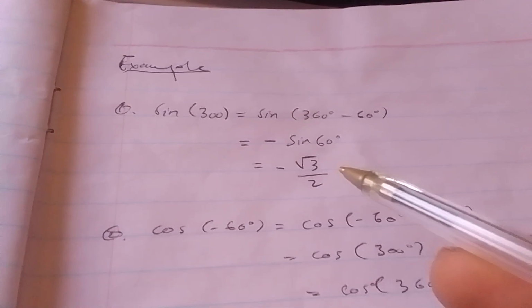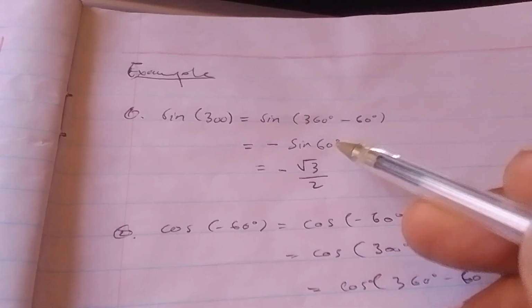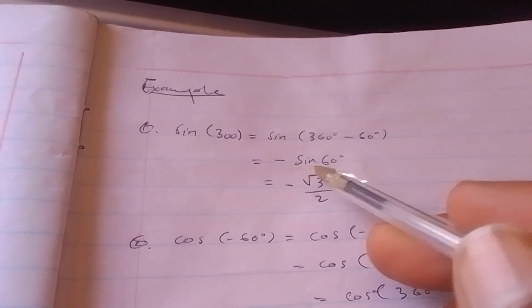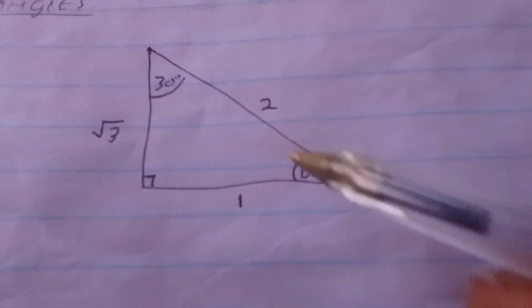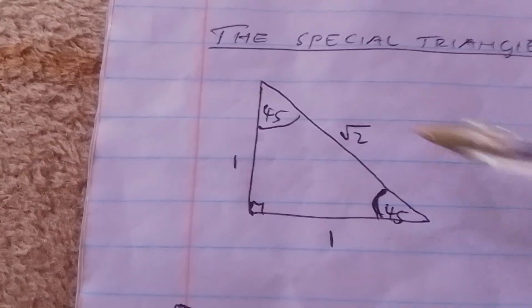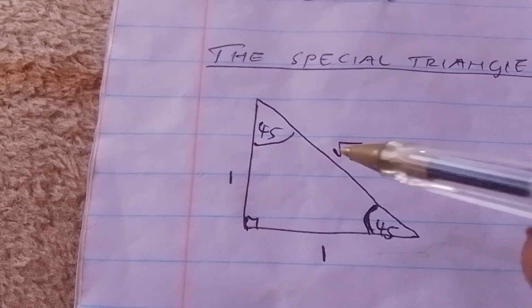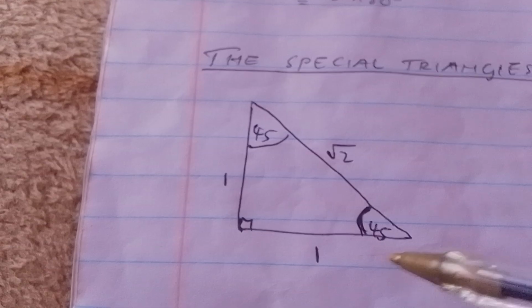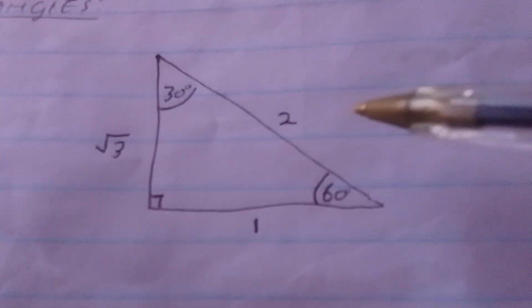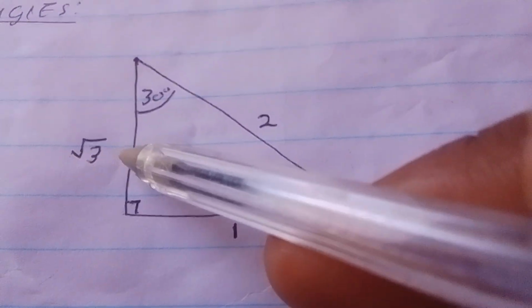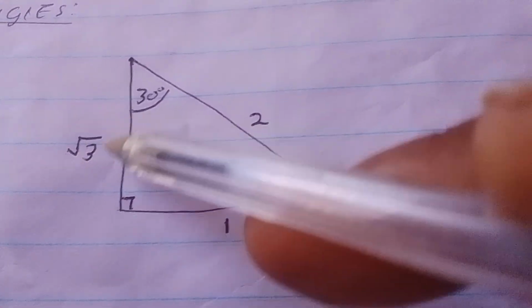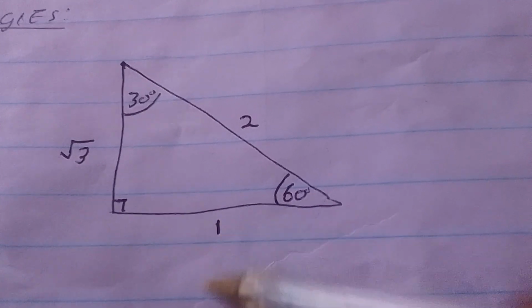So then you have a negative sine 60. Don't care about the negative one. Just go and look for your sine 60 on your special triangle. Again, we have two special triangles. We have this one with 45 degree angles, where our hypotenuse is square root of 2, your opposite is 1, and your adjacent is 1. And here on our 60 and 30 degree special triangle, we have our hypotenuse as 2, our opposite to 60 as square root of 3, and our adjacent is 1.